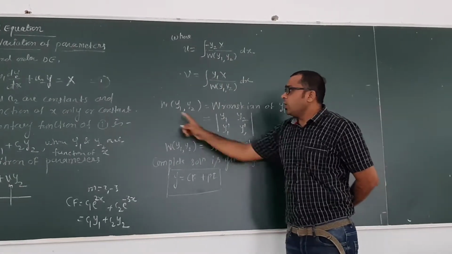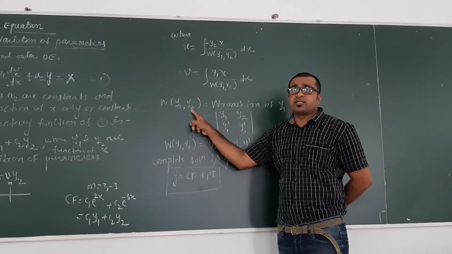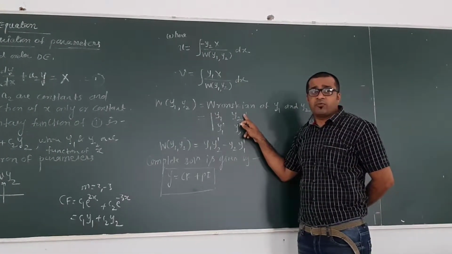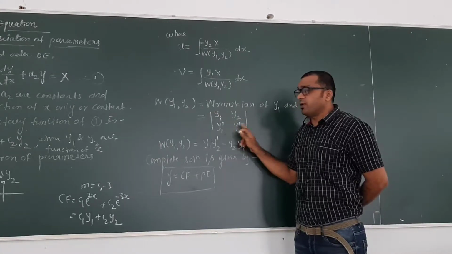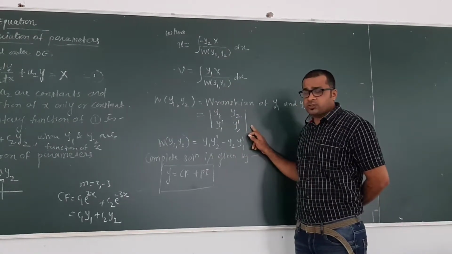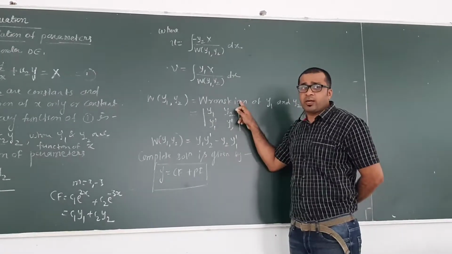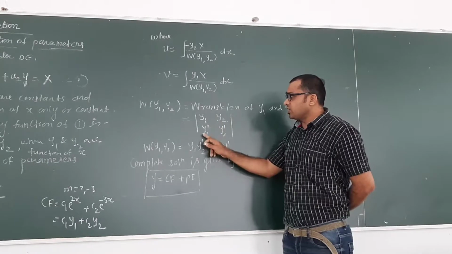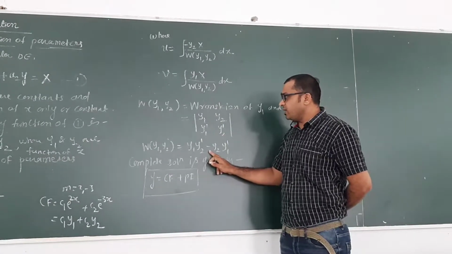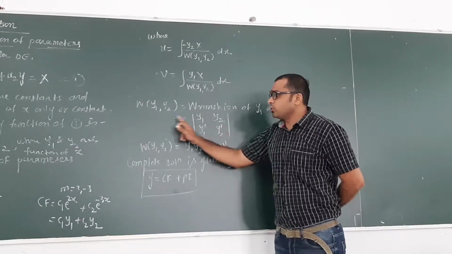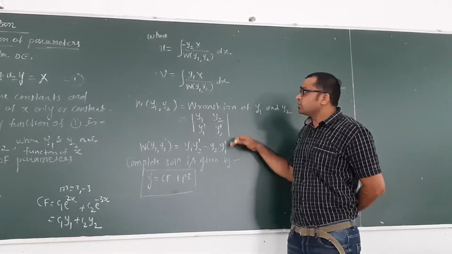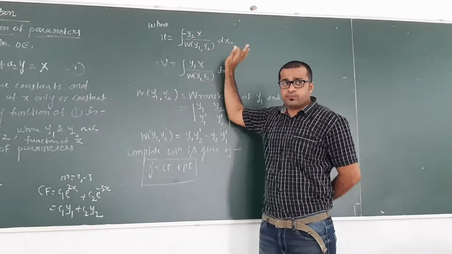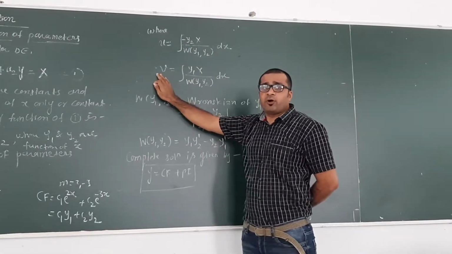What is the Wronskian actually? Wronskian of y1 y2 is nothing but the determinant. In the first row we write down y1 y2, and in the second row we write down the derivatives of y1 and y2, that is y1 dash and y2 dash. Now solving this determinant means doing the cross multiplication, that is y1 y2 dash minus y2 y1 dash, that gives the Wronskian. And this Wronskian you have to write in the denominator of u, and evaluating this integral you will get u.